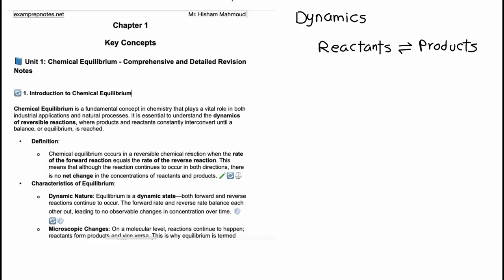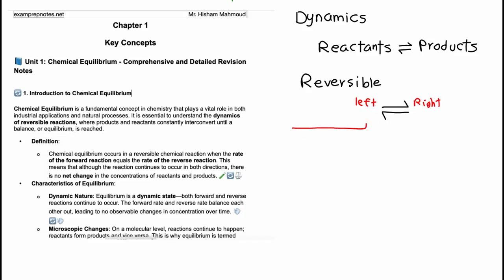Equilibrium occurs in a reversible chemical reaction, but not all reversible chemical reactions are in equilibrium. A reversible chemical reaction is one that goes in both directions. Sometimes the speed, or the rate, of the forward reaction, which goes from the reactants to the products, is faster than the one going the other way.